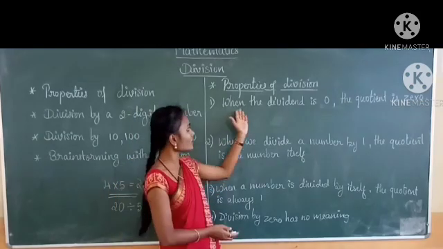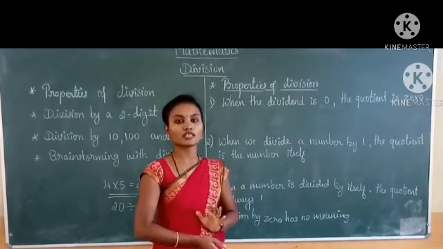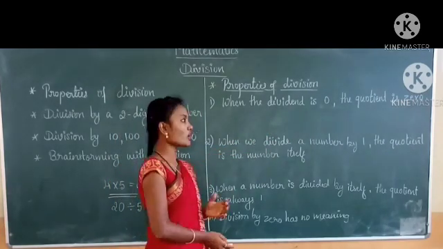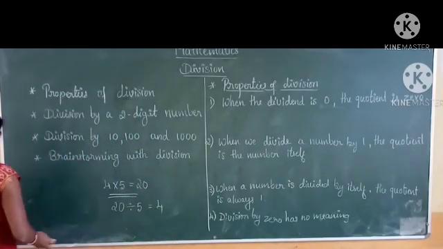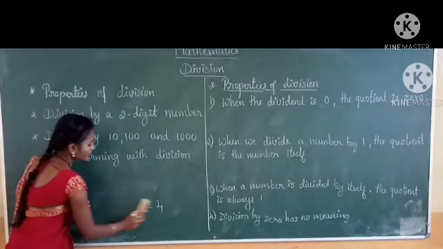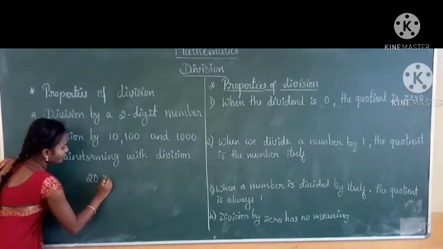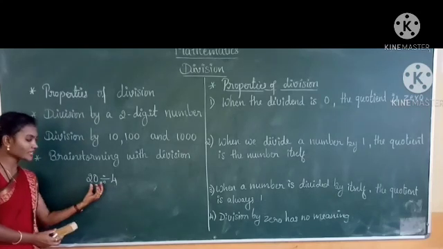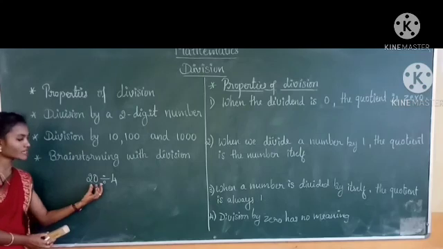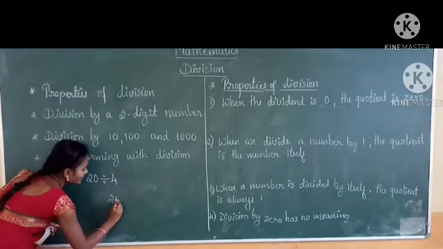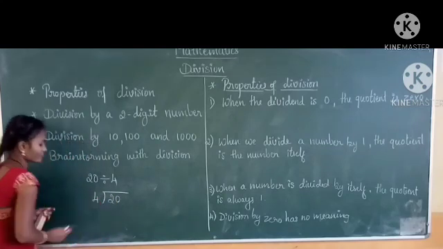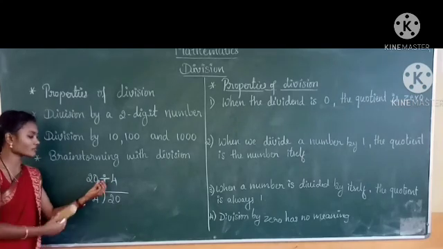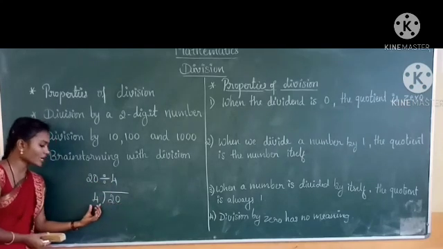First one, when the dividend is 0, the quotient is 0. Then what is dividend and quotient? I will take an example as 20 divided by 4. That means we have to divide this 20 by 4. So I will write it as 20 divided by 4. This is the symbol of division. We have to divide this 20 by 4.